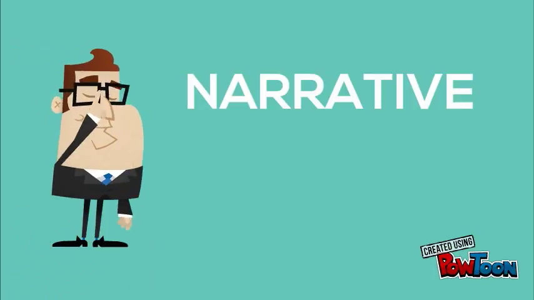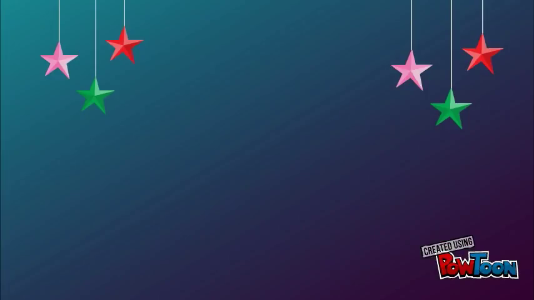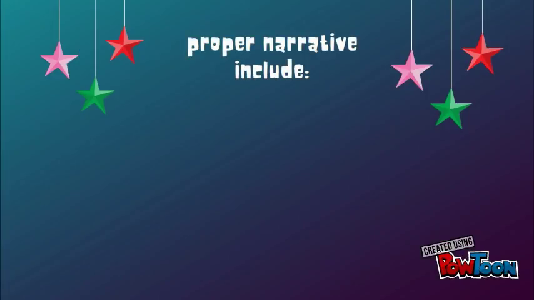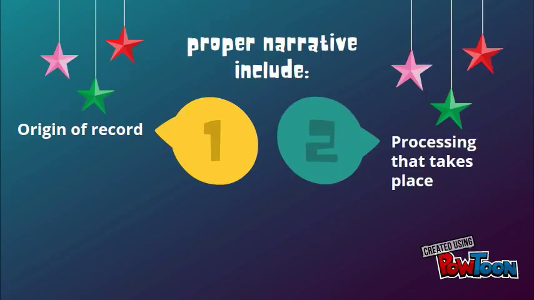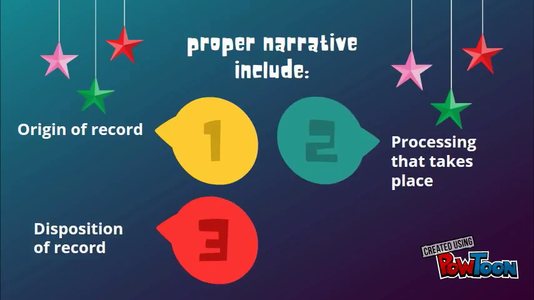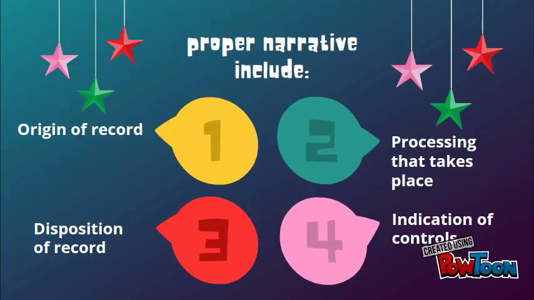The first one is narrative. A narrative is a written description of a client's internal control. A proper narrative will include, first, origin of record; second, processing that takes place; third, disposition of record; and the last one is indication of controls.